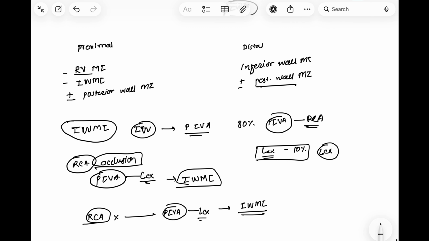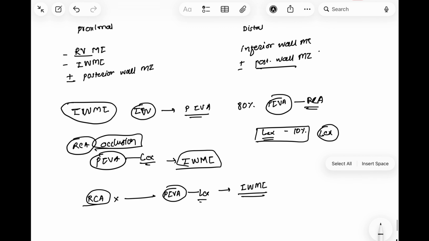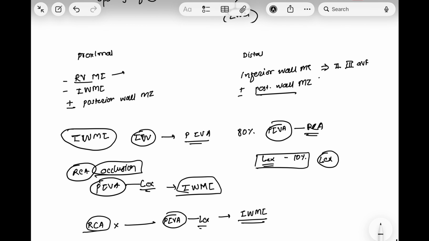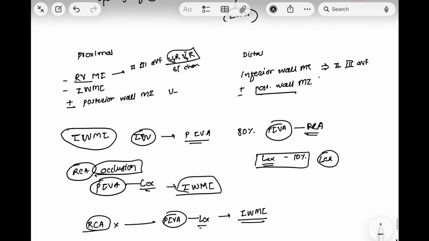Now, what are the ECG features that we can get? For inferior wall MI, as we studied, we can get ST elevation in 2, 3, and aVF. In right ventricular MI, we are going to get it in 2, 3, and aVF with V3 and V4 on the right-sided leads. What about the posterior wall? We will be getting changes in V7 to V9, the posterior wall leads. So these are the ECG changes that we can expect in this RCA occlusion.